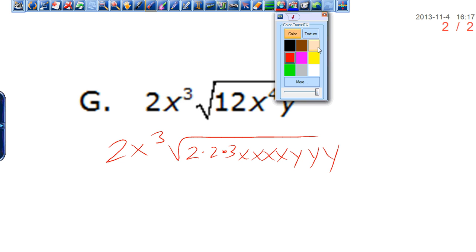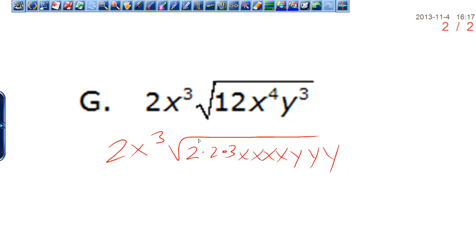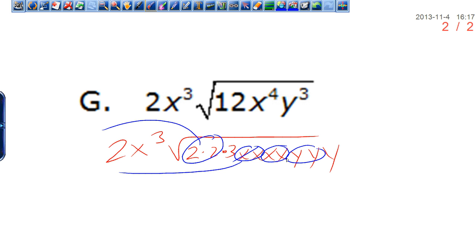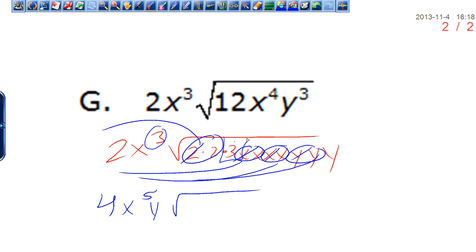And then I'm just going to circle everything that's paired up. So 2 and a 2 is paired up, got a couple of x's that are paired up, and some y's. So bring the 2 on the outside, bring an x, the other one goes away, bring an x, the other one goes away, bring a y, the other one goes away. So I have 4, because one 2 died, the other one goes outside. 2 times 2 is 4. And then I have 3 x's already, and I'm bringing 2 more out, so that's going to make a total of 5. And then I got 1 y, and then what's left over is my number and my letter, so 3y.